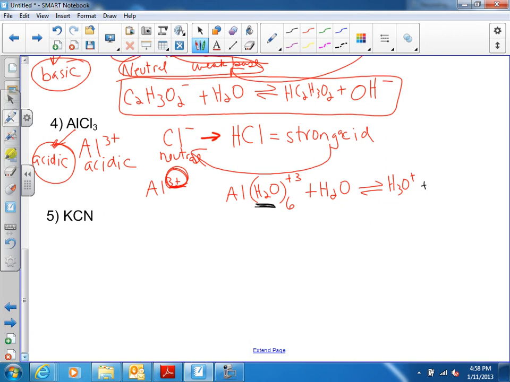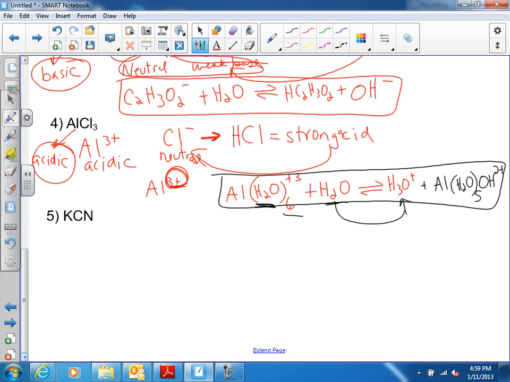So what I'm left with is Al. I'm only going to have 5 waters because one of the waters loses the H+, so that this water becomes H3O+. So I had 6 waters, and now I have only 5. One of the waters becomes an OH, and I lost an H+, so the charge also goes down by 1, and the charge becomes +2. And that is my reaction for that one.